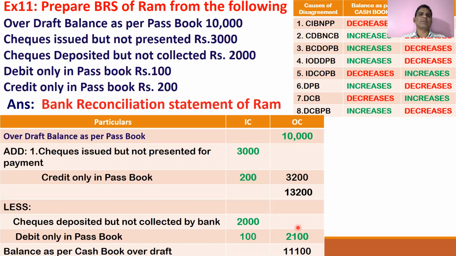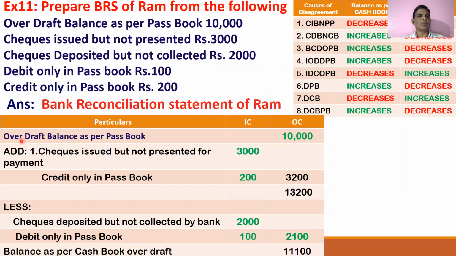Overdraft balance as per passbook. So directly they said overdraft balance as per passbook. This means when overdraft balance is given, if passbook increases, add; if passbook decreases, less. Checks issued but not presented for payment, 3000. Checks deposited but not collected, 2000. Debit only in passbook, 100. Credit only in passbook. These are the basic points everybody should understand. So we will work out one by one.